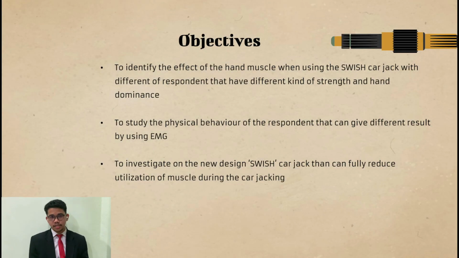There are a few objectives for this study, and it will detect the effect on the muscle using electromyography. The objectives of the study are: first, to identify the effect on the hand muscle when using the SWISH car jack with different respondents that have different kinds of strength and hand dominance. Second, to study the physical behavior of the respondents that can give different results using EMG. The third one is to investigate a new design of SWISH car jack that can fully reduce utilization of the muscle during car jacking.